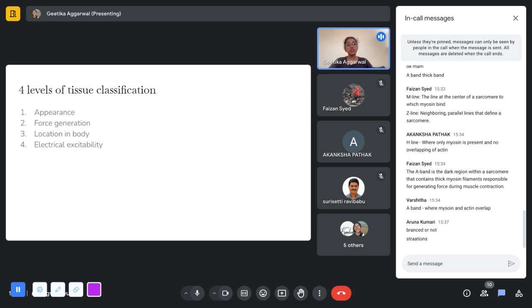Location in the body, you can see the muscles can either be appendicular or they can be axial based on where they are located in your body. And electrical excitability means that your muscles can either be electrically excitable, that is, they respond to nerve impulses, or they can be electrically non-excitable. Okay, so these are the four levels of muscle tissue classification, to be more accurate here.